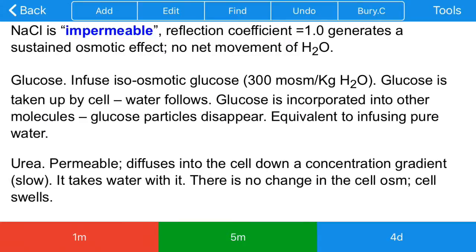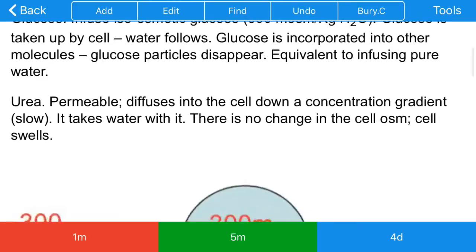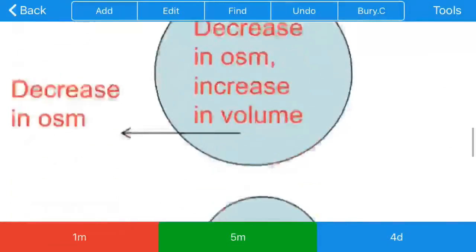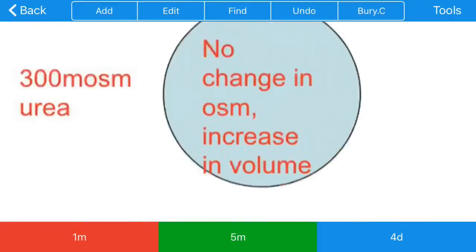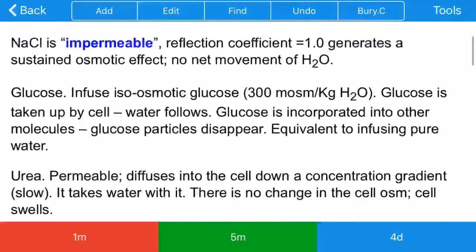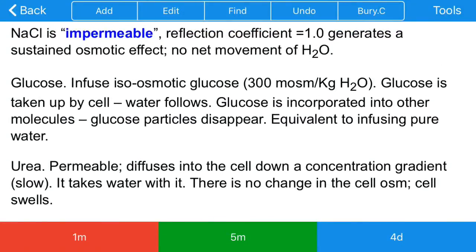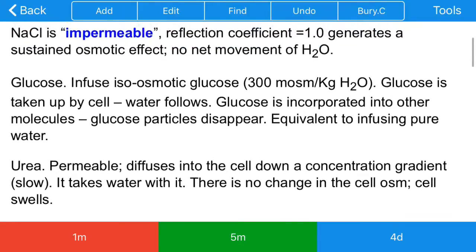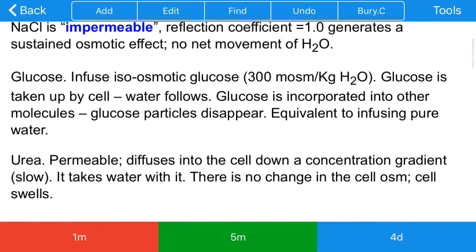Let's see. Glucose, impermeable. Urea diffuses. Infused isoosmotic glucose, 300 milliosmoles per kilogram of H2O. Glucose is taken up, water follows, impermeable, right? And then whatever.